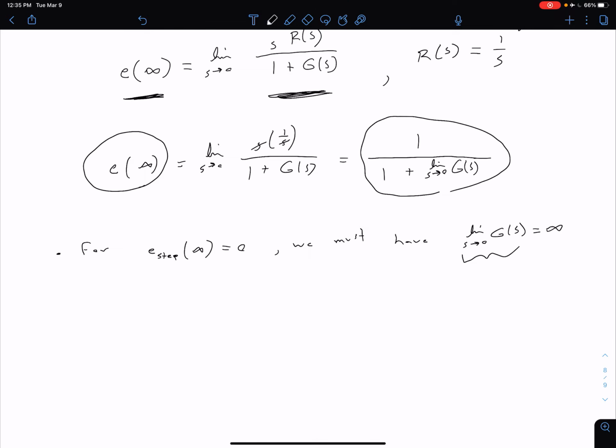Another terminology point is that this term, the limit as s goes to 0 of G(s), is also known as the DC gain of G(s).